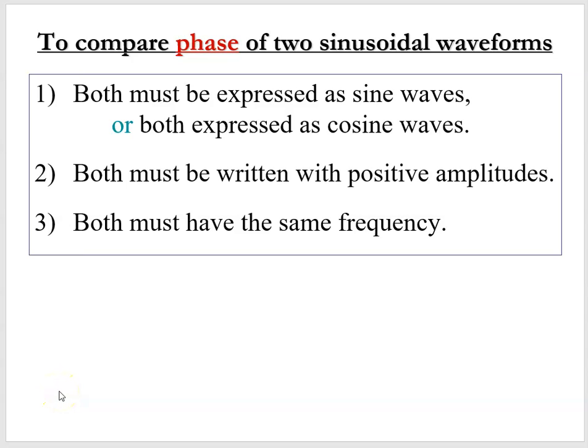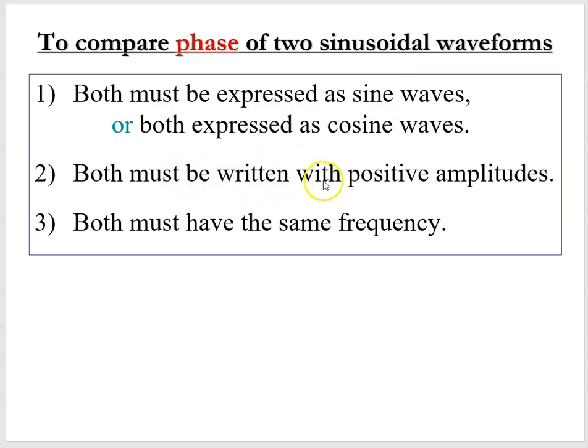Let's look at comparing the phase of two sinusoidal waveforms. To do that, we have to remember some rules. Both of the waveforms, the sine waves, have to be expressed either as sine waves or as cosine waves. We know that there's a phase shift of 90 degrees between a sine and a cosine, so we want to express them both as one or the other.